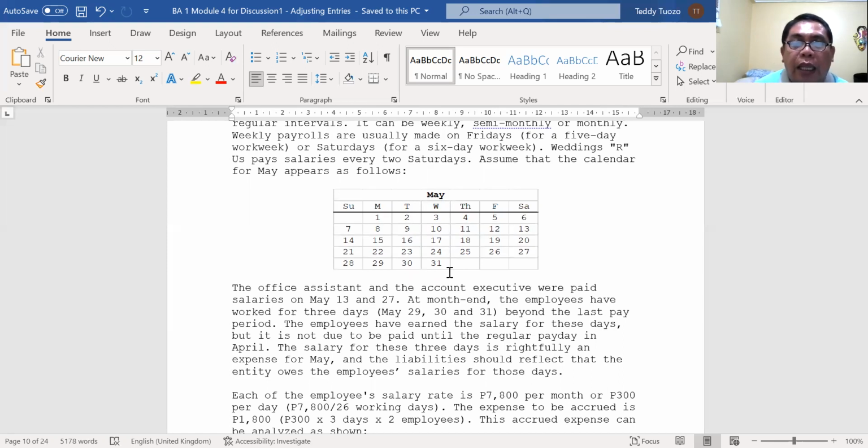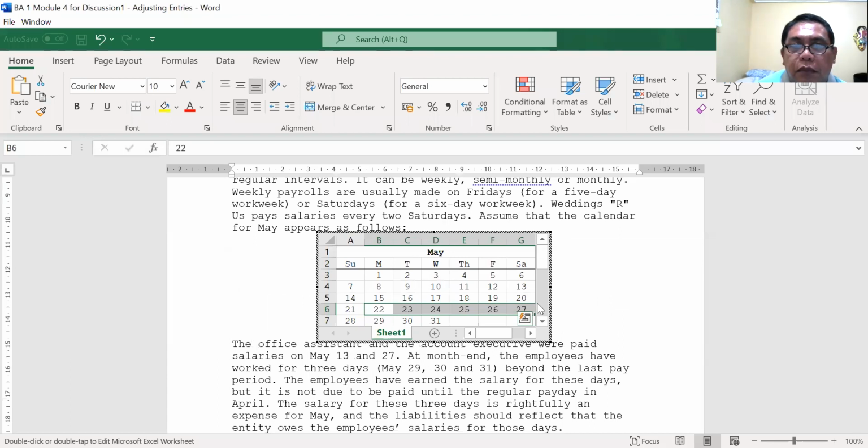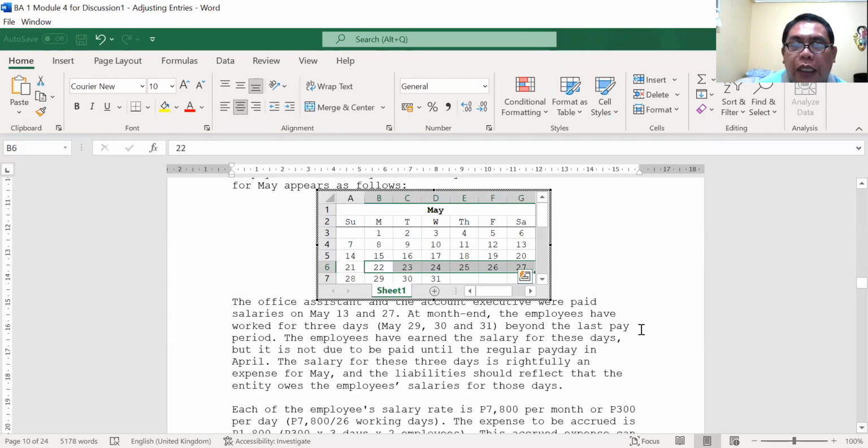And at month end, the employees have worked for 3 days, May 29 to 31. Remember, if paid every 2 weeks, they were already paid on May 13, and on May 27 they were paid again. So there is no accrued salaries or accrued expense to be recognized there.